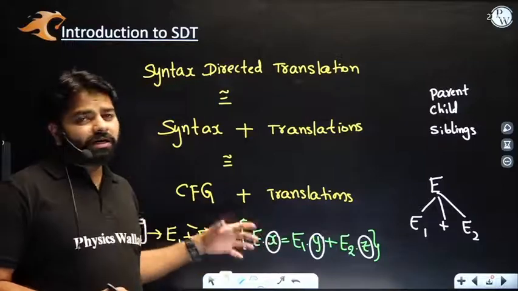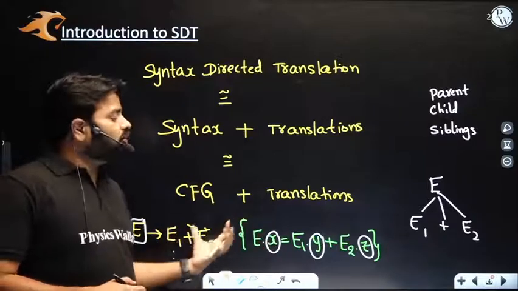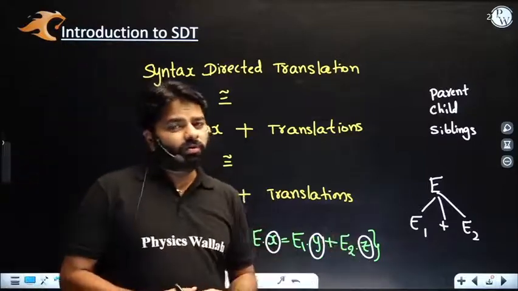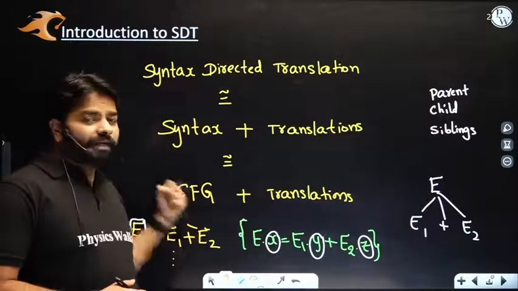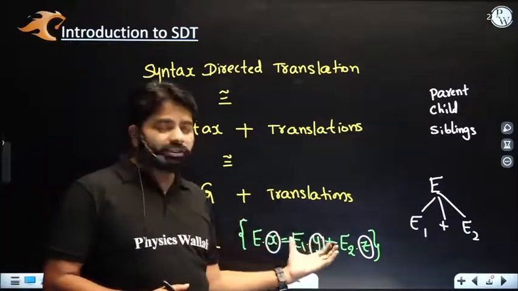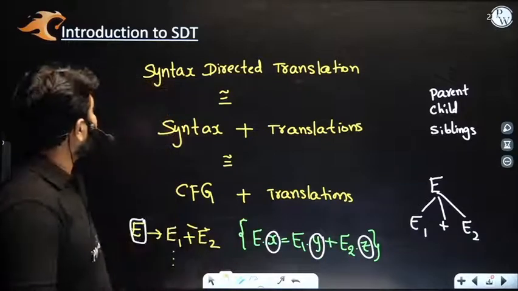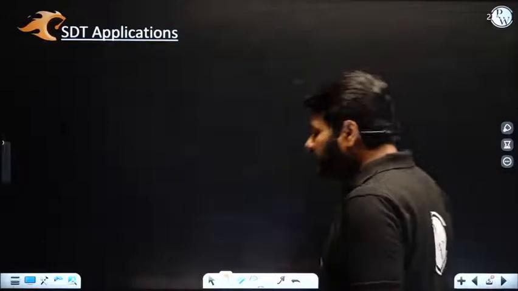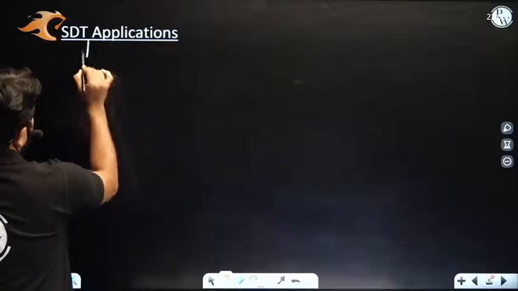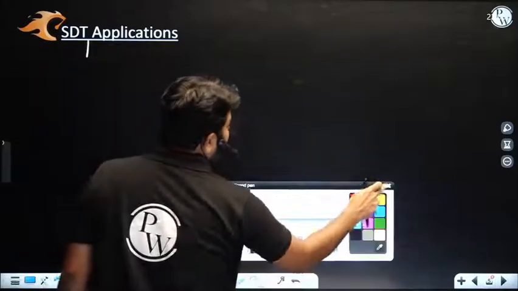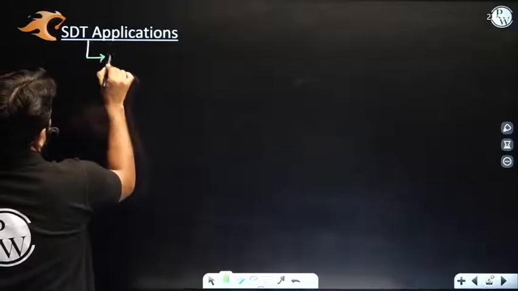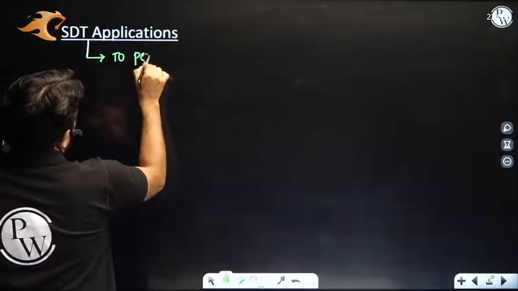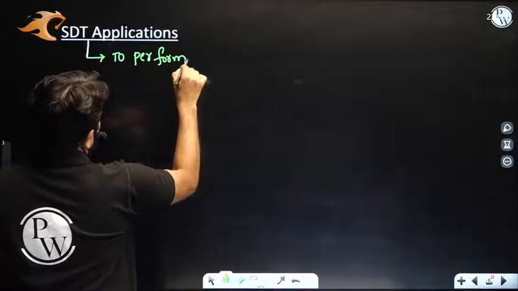What is SDT? It has a syntax, and also you have some translation, so you need syntax-directed translations as per the mentioned translations, right? Okay, let's move. This kind of SDT can be used in various places. It's not only to perform semantic analysis. One application is very clear: you can use it to design semantic analysis.